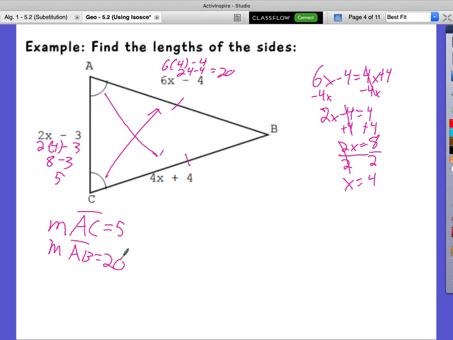Now what should we already know about the measure of side BC? It's 20 as well, right? Now what if we plug it in though and we get something different? You did something wrong. We have to check it. But it does end up being 20, which is good. And after you write down these 3 side lengths, yes, you may have it.